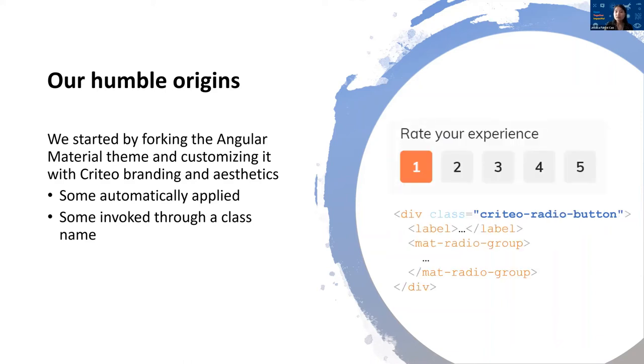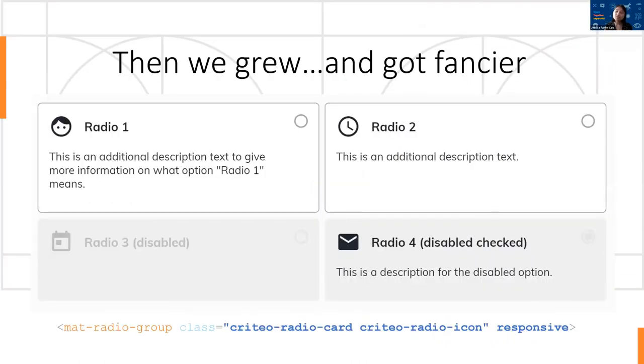Other styles could be invoked through a class name. Here's an example of a group of radio buttons. An engineer can wrap a radio group component with a div with the Criteo radio button class to give it a whole set of styles, like the Criteo color palette, the rounded corners, the margin, and the alignment of the buttons. We gradually started to style more complex components and groups of components.